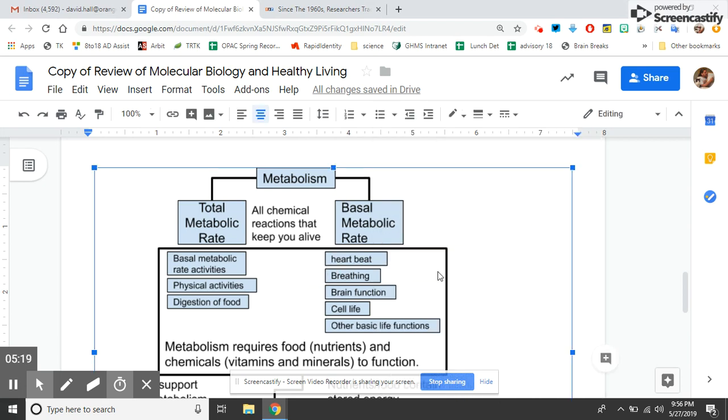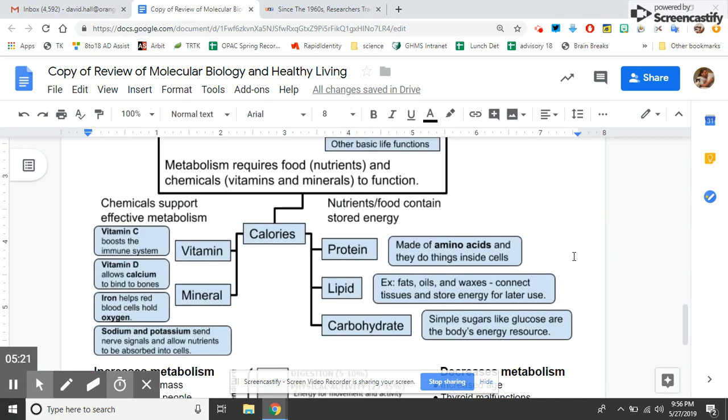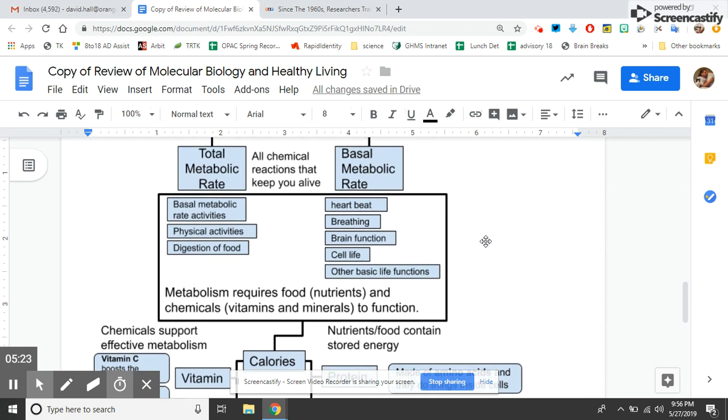Total metabolic rate is all of that stuff together. Metabolism, what does it require? You have to have food or nutrients to make it happen, and chemicals such as vitamins and minerals to function.